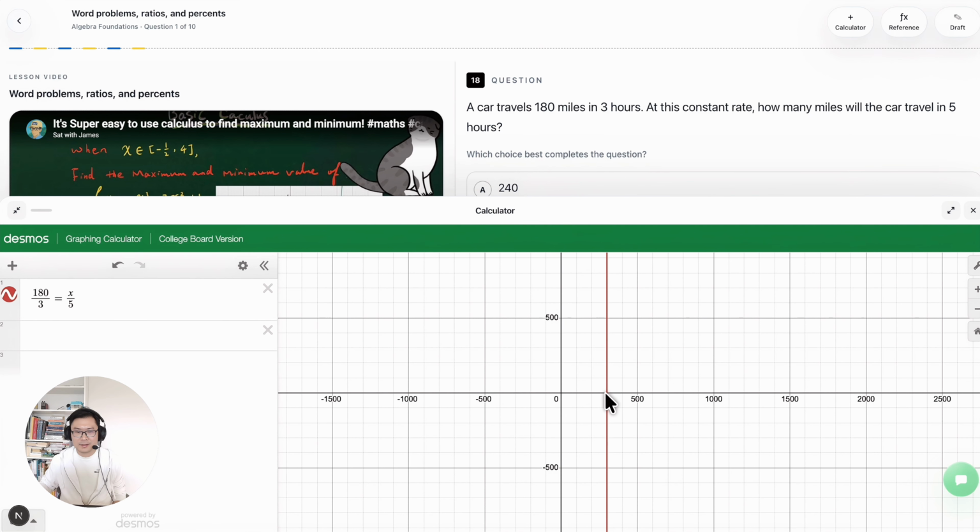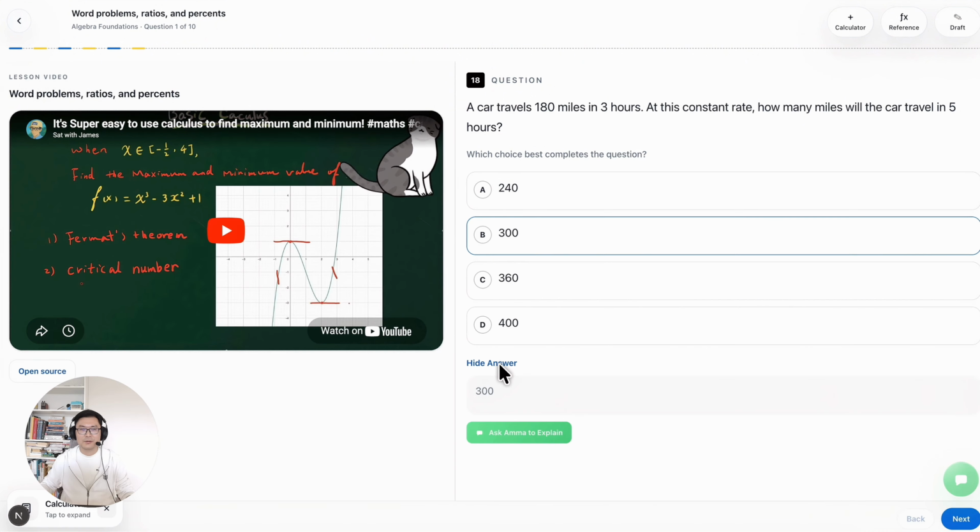The line crosses the x-axis right here. All right, so just click your cursor here. It shows 300, 0. So the value of x is 300. Show the answer, and it's 300. And then again, if you're still confused about how to understand this word problem, you can always talk with Emma.